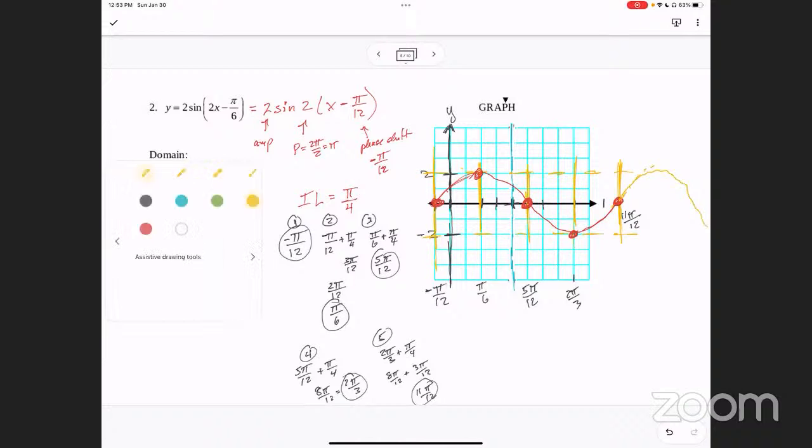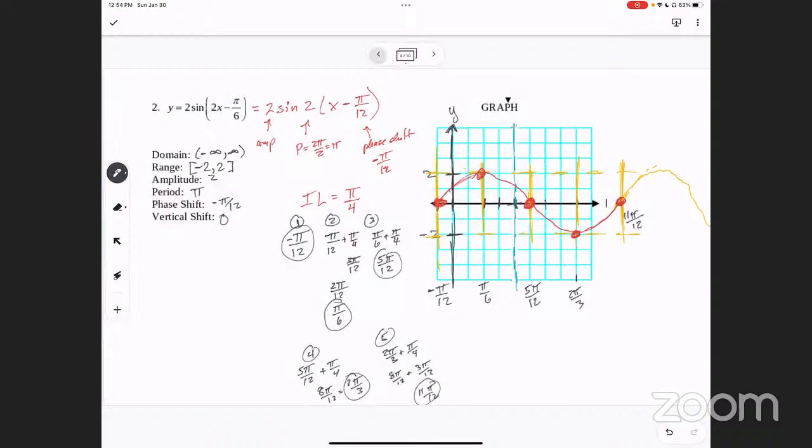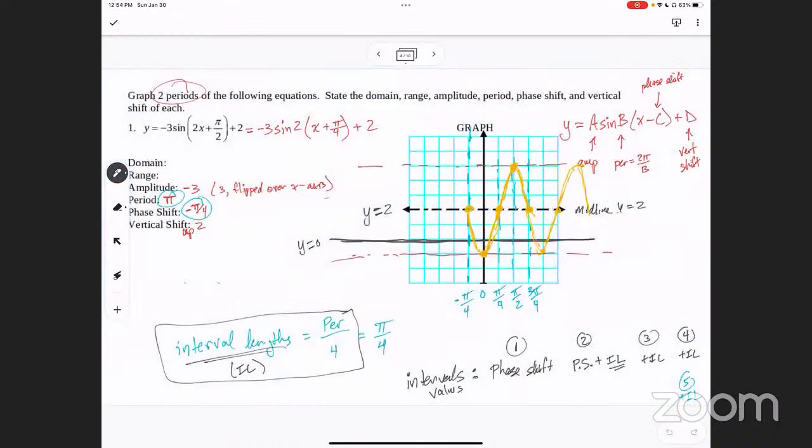The domain, sorry, I didn't do the domain and range. Can you see the domain and range? The domain is basically all real numbers. And the range goes from -2 to 2 inclusive. For this one, the domain is all real numbers. And the range goes from -1 to 5.